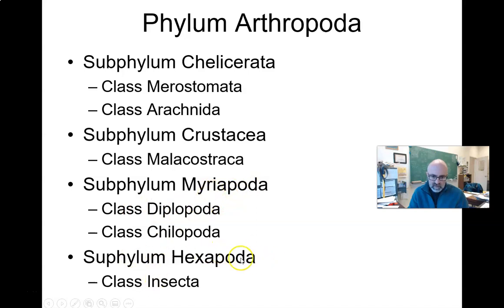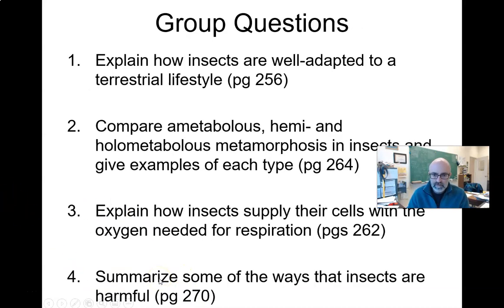And then today is just subphylum Hexapoda. Hexa means 6, pod legs. This is basically a big subphylum that includes class Insecta. Today we're just talking about class Insecta. Okay.